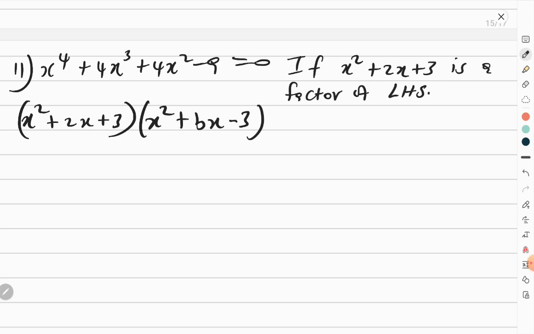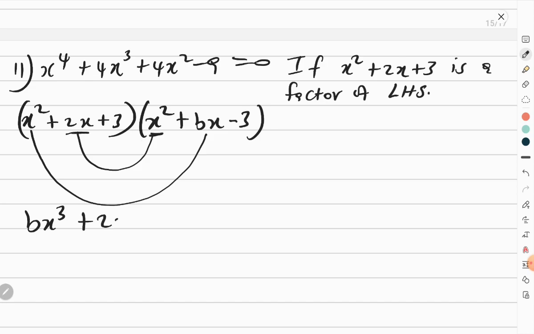So this bx, let's just apply our smiley face method. We have this one and also this one. Can you see that we're now trying to associate the term with x cubed? Because when you say x squared times bx, you're going to have bx cubed, and when you say this times this one, you're going to get 2x cubed, which we equate to the term that has x cubed in the original expression. So we associate the coefficients: b plus 2 is equal to 4, then our b becomes just 2.